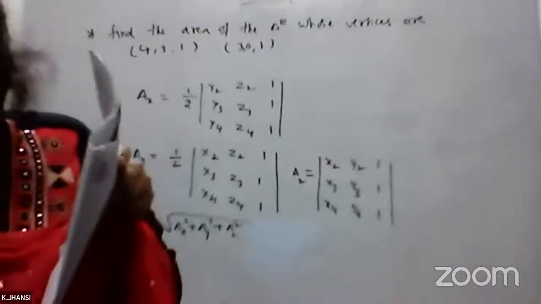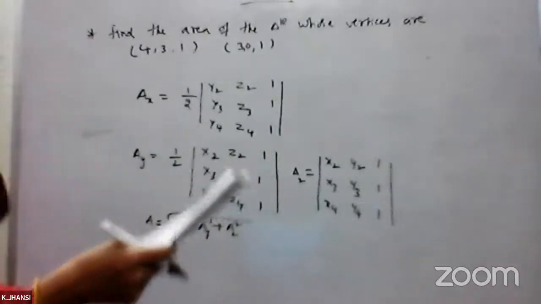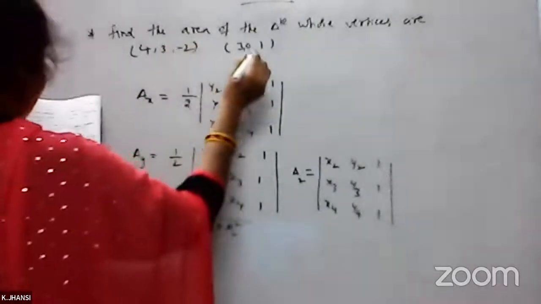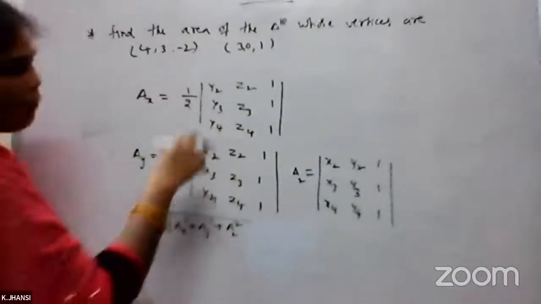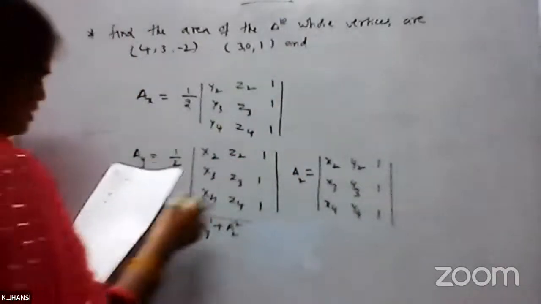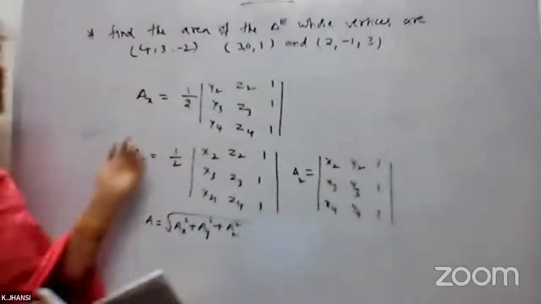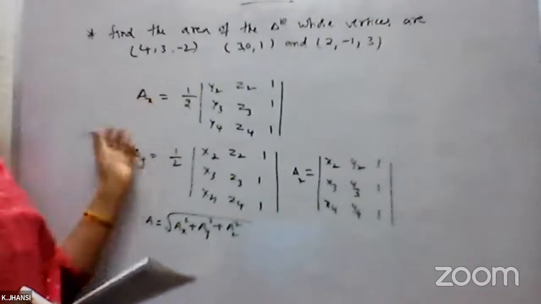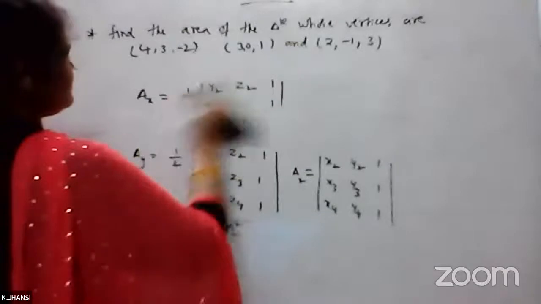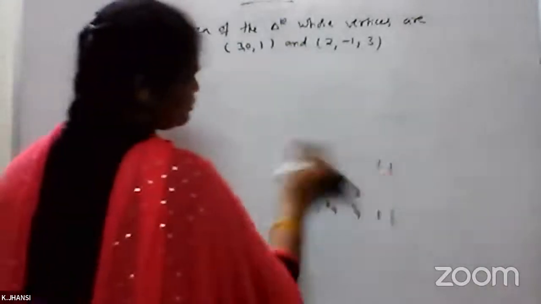So it is in check your progress, question 4. The vertices are 3, minus 2, 3, 0, 1, and the next one is 2, minus 1, 3. Okay, these are the three vertices you have. With the help of these three vertices, you have to substitute them in the given formulas. Some sentences are there in your textbook to solve the problem.